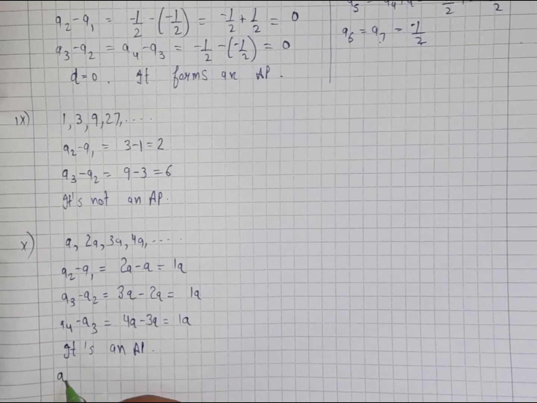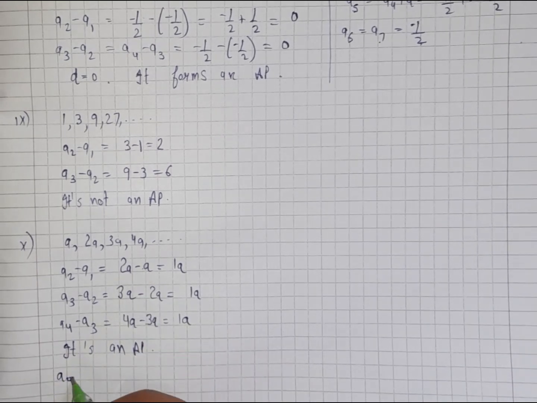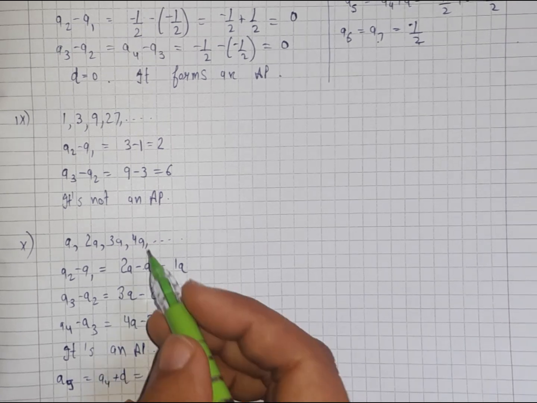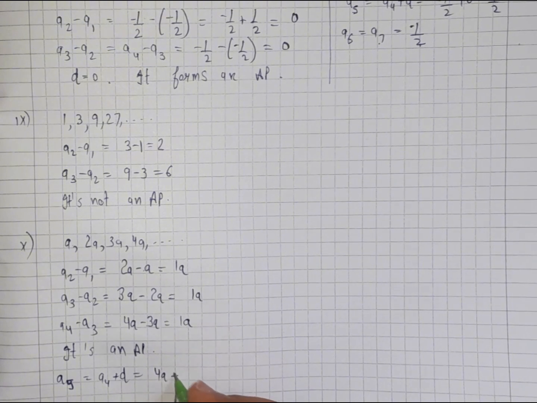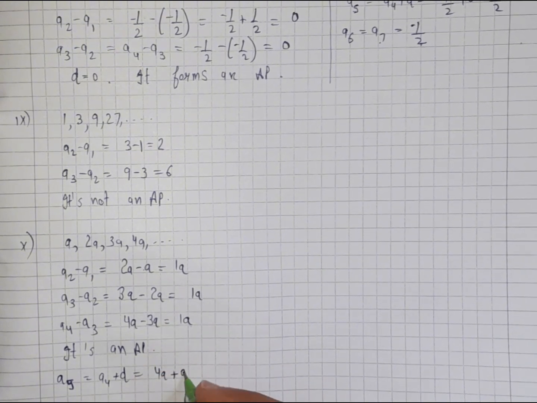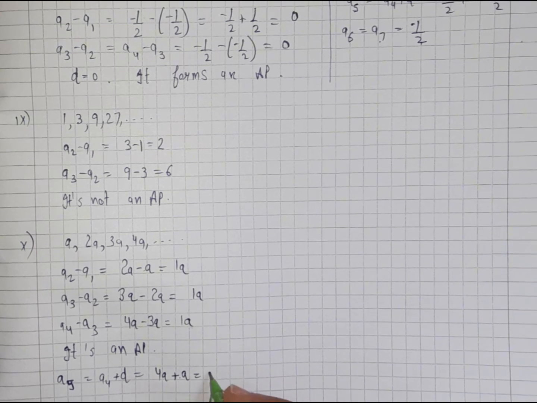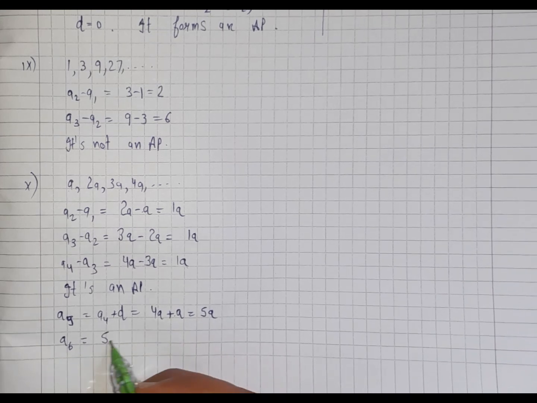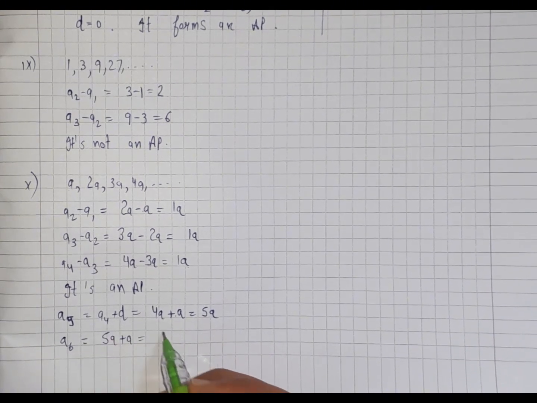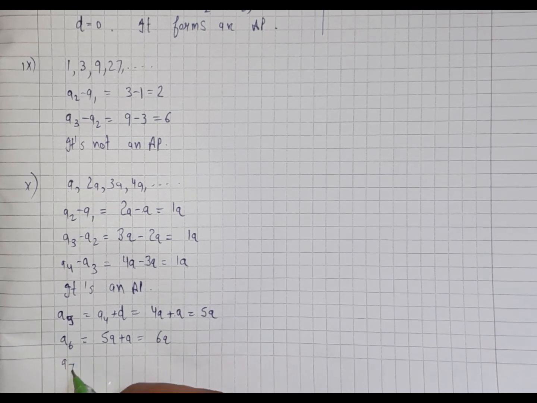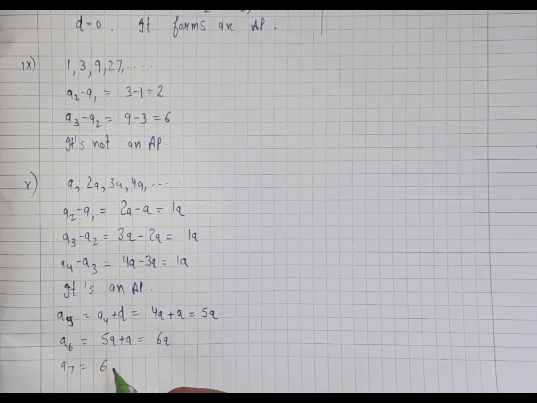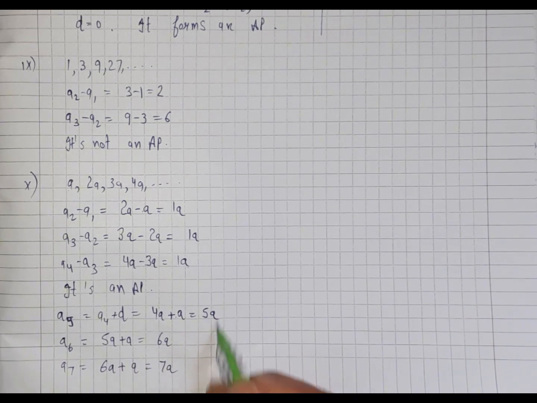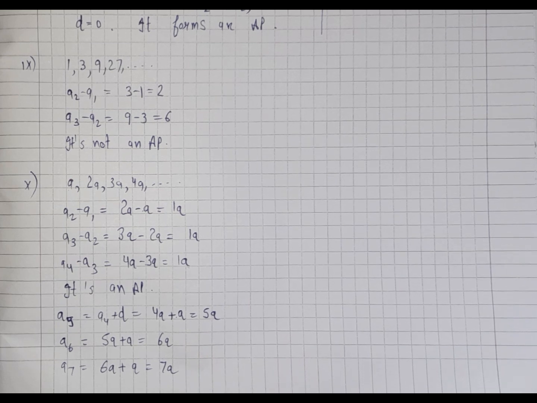For the next three terms, a5 equals a4 plus d. a4 is 4a plus difference a, so 4 plus 1, 5a. Next a6 equals a5 plus d, that is 6a, and a7 equals 6a plus a, that is 7a. So these are the next three terms of the given AP.